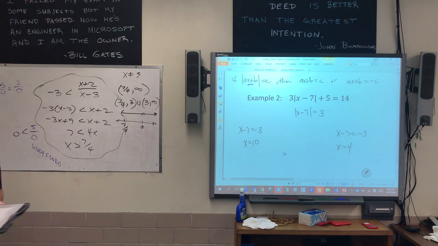A lot of times, guys, when we write solutions that are finite, meaning that I can count how many I have, the way we write that is we put a curly brace, we put a 4, we put a comma, we put a 10, and then another curly brace. And that tells us that we have a solution set that is finite. That's the way we do it.